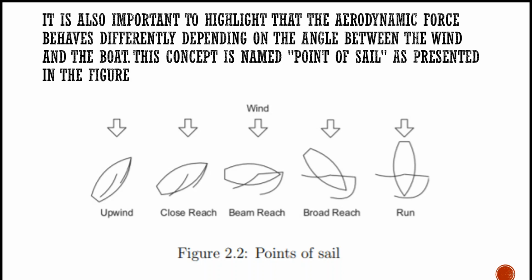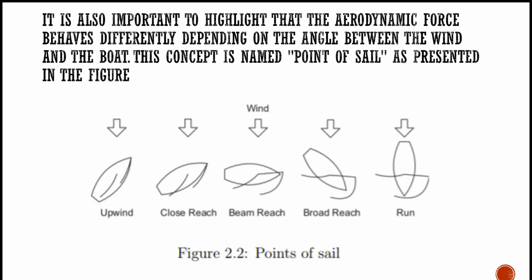So as we mentioned previously, since the aerodynamic force behaves differently depending on the angle between the wind and the boat, it's important to talk about a very important concept in sailing, which is called the point of sail, illustrated in the figure below, along with some techniques followed by sailors. When a boat is sailing upwind, the angle of incidence of the apparent wind to the sail is small. The sails are pulled tight to the boat, and the flow is mainly attached. In these conditions, sails act like a traditional airfoil.